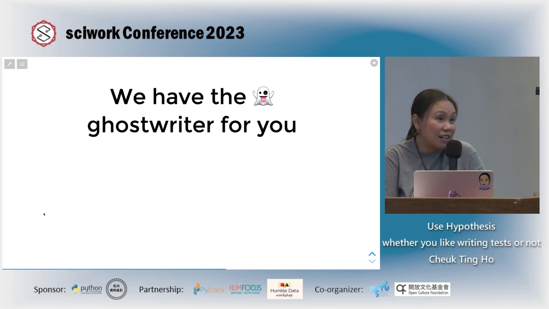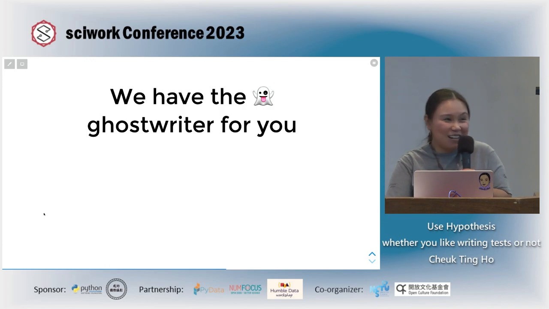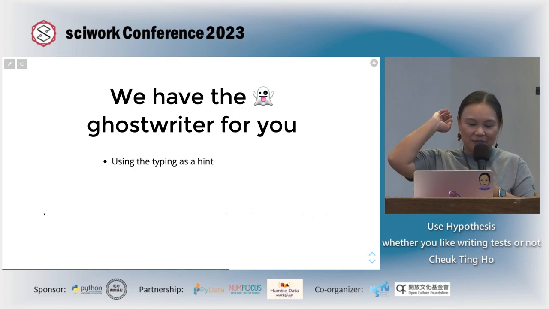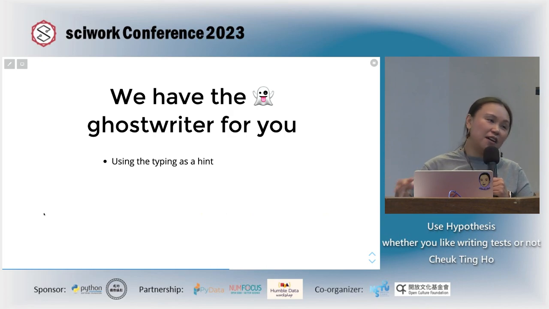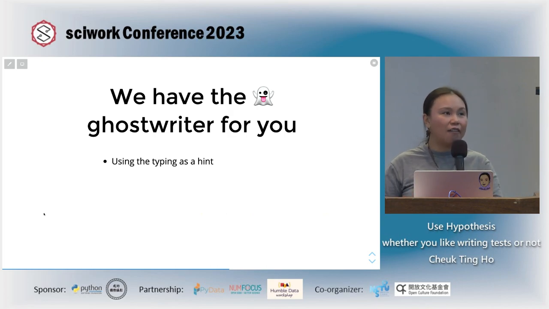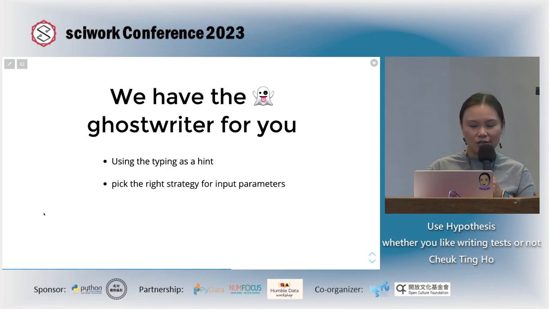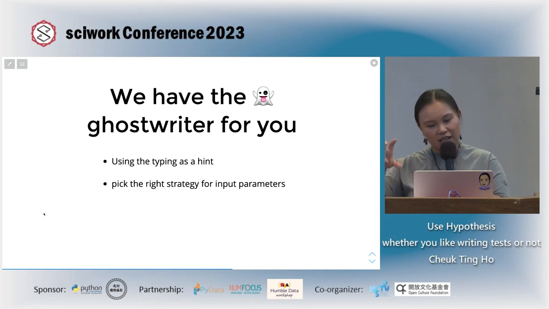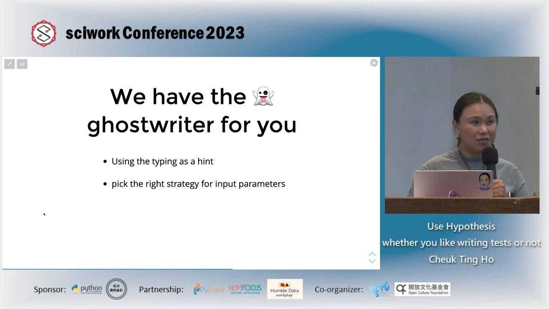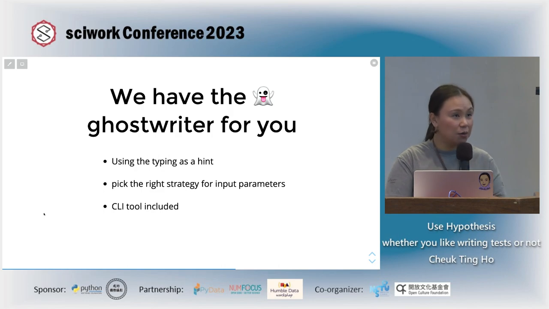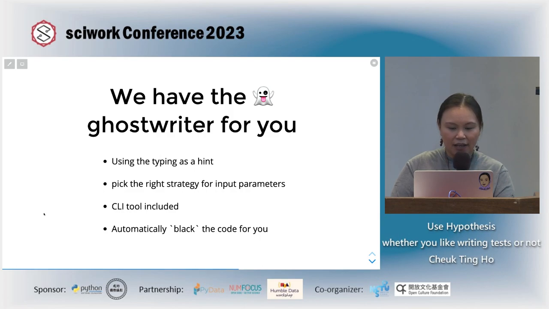So we have something called a ghost writer for writing tests. I was like, wow, you need a ghost writer for writing tests. Yes, we do have. When you have a piece of code that uses typing, the ghost writer will use your typing as a hint to guess what strategy you need when you write the test. So it picks the right strategy, and then the input parameters are automatically done for you. There's a CLI tool, so you can generate your test file with the CLI. I will show you a little bit later.